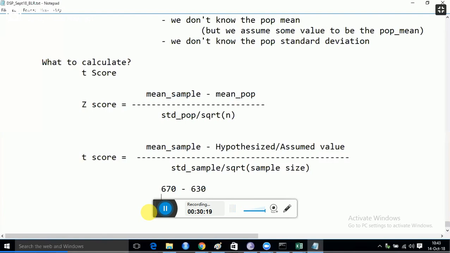And we have the standard deviation of the sample, some 58 something, divided by the square root of 15. 15 is the sample size. And we calculate our t-score, right? Is it clear?